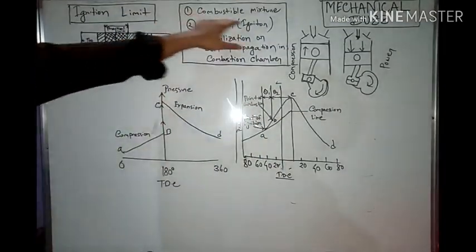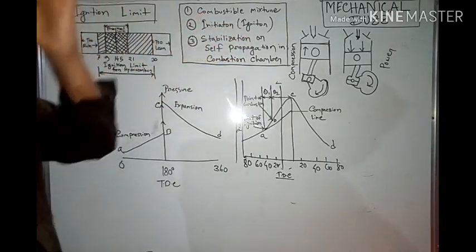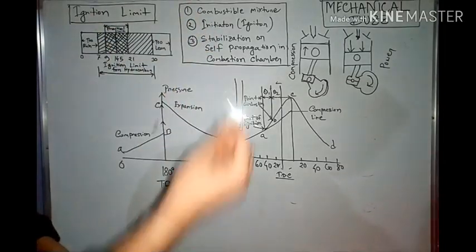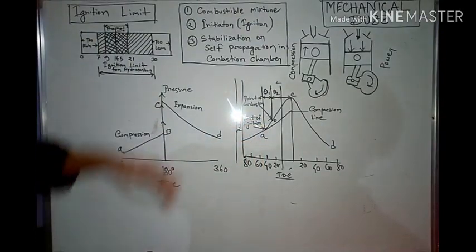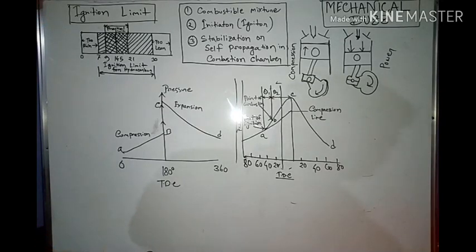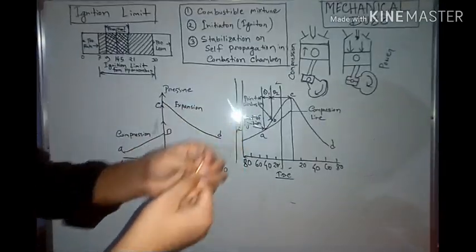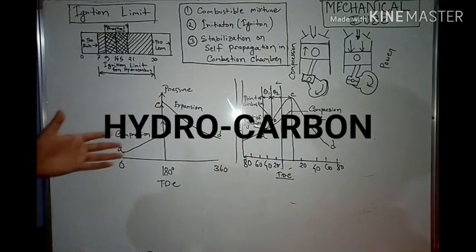The first one is the combustible mixture. Actually, a mixture is for an engine, but in general you need some combustible matter, like this one. It is combustible, it can burn. Anything that can burn is a combustible matter. For example, water is not combustible because it has hydrogen and oxygen, but this one has hydrogen and carbon, which is called a hydrocarbon. Anything that has hydrocarbon is combustible.